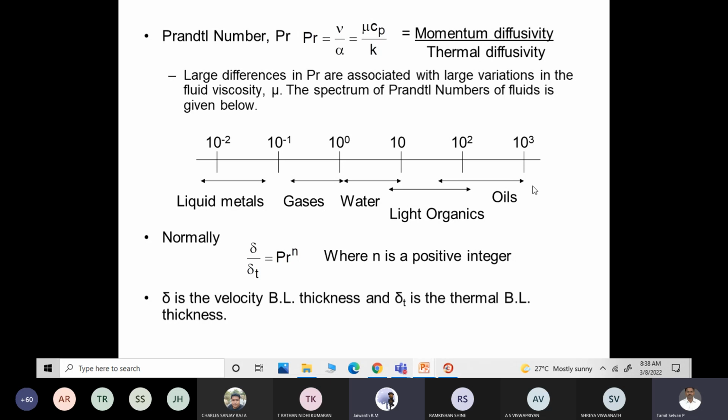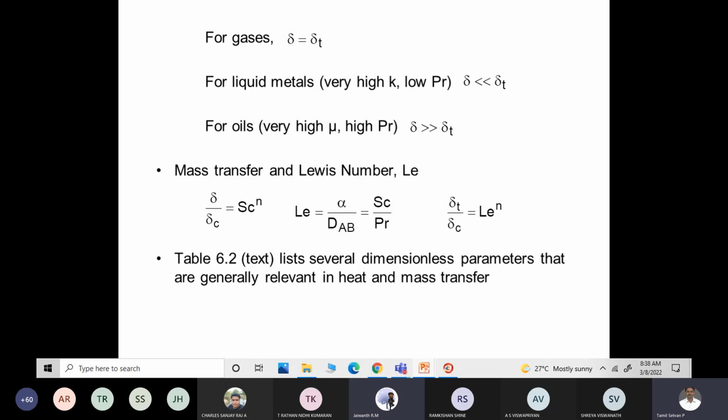Viscosity is much higher in the case of oils. So the oils stick to the surface, they won't move easily. That's why oils are used for lubrication purposes. Okay, so delta by delta t is equal to Prandtl number to the power n. This is the relation used to relate the hydrodynamic boundary layer thickness with the thermal boundary layer thickness, or velocity boundary layer thickness with thermal boundary layer thickness. Similarly, there are other numbers, especially in mass transfer we will consider the Lewis number, which we don't want to discuss now.